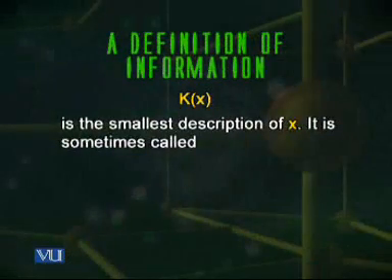However, they did not communicate what comes on your screen to you. What they communicated was simply a program that you could locally run and look at the beautiful things that are coming out on your screen. So X is what is on your screen, and the description of X is the Java program that you downloaded. So K of X is the smallest description of X.